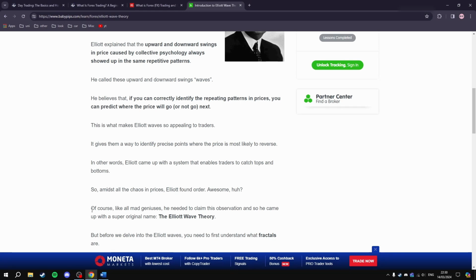He called these upward and downward swings waves. He believes that if you can correctly identify the repeating patterns in prices, you can predict where price will go or not go next. This is what makes Elliott waves so appealing to traders.